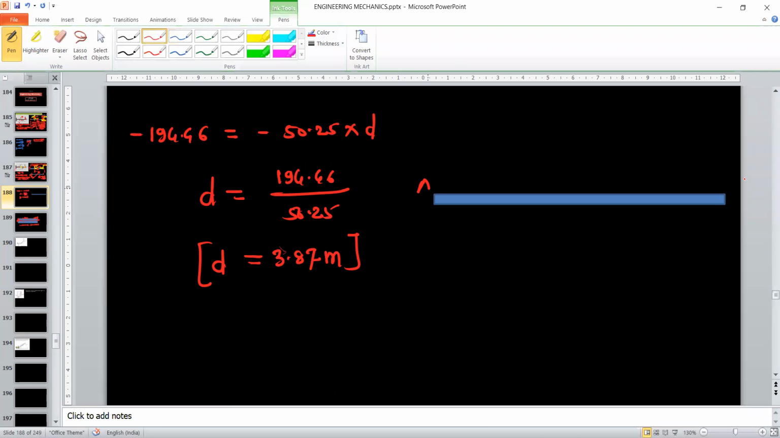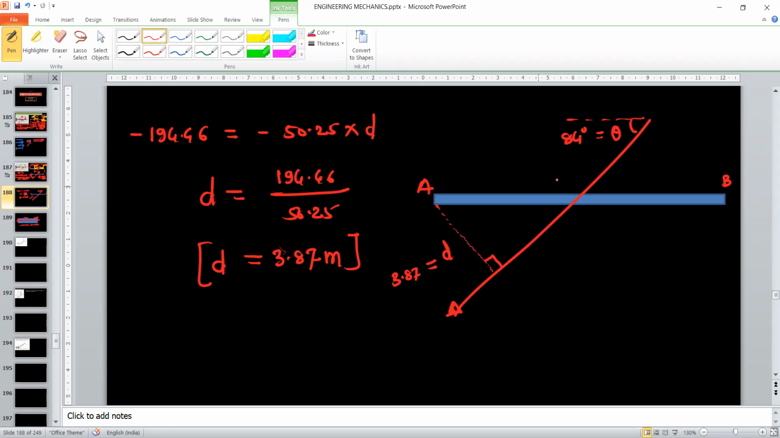So this is the rod AB. From point A, we know this is the resultant, and this is the angle of the resultant, which is theta, which is I think 84. And this is the perpendicular distance. So we have just drawn the perpendicular on the resultant line. So this is D, and this is equal to 3.87.